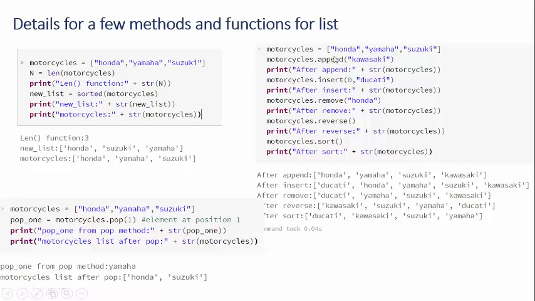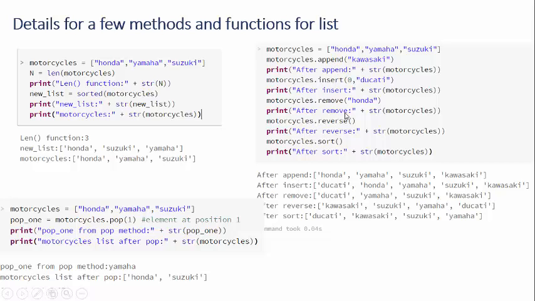Okay. In addition to append, we can also insert. Append always adds one more element to the end of the list. Sometimes we want to add an element that is not at the end, but in the middle of the list, or even at the beginning of the list. We can do that with the insert method.